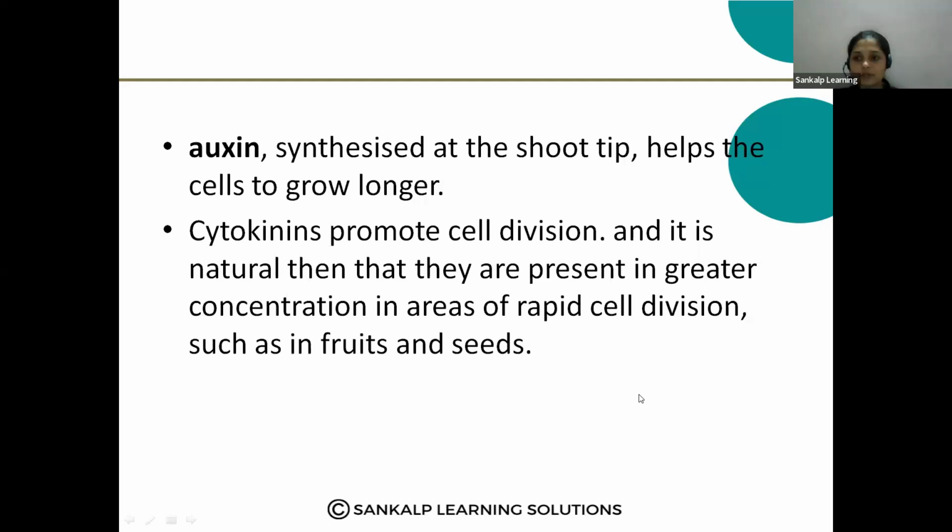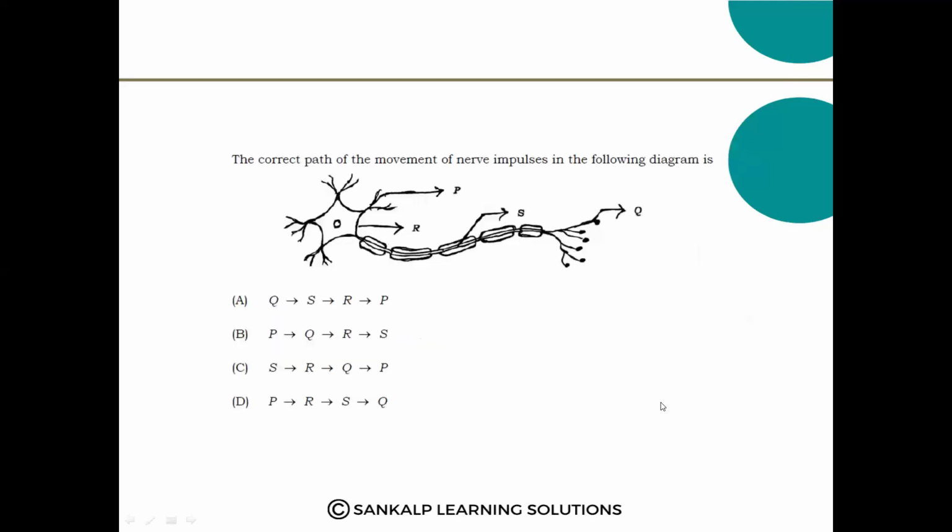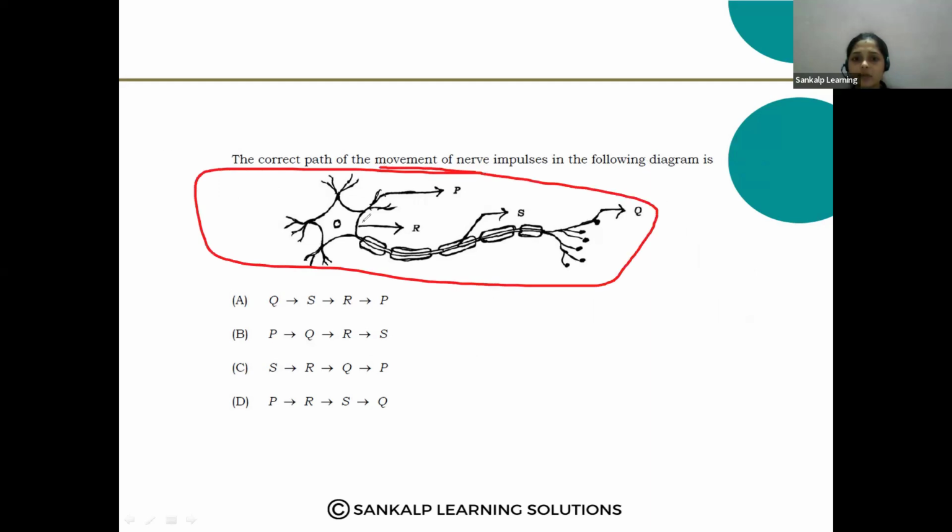Note down this question. Okay, ma'am. I hope this one is completed. Yes, ma'am, completed. Okay. So here, the correct path of movement of the nerve impulses in the following diagram. So what is this diagram? What is this?